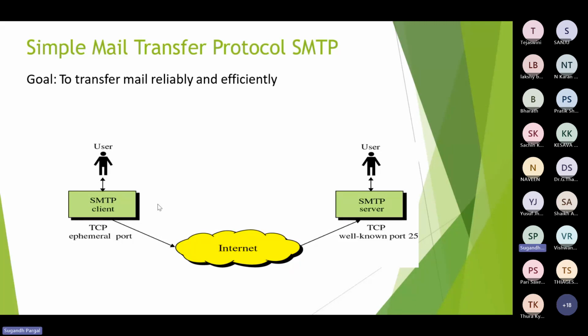Next protocol is Simple Mail Transfer Protocol, that is SMTP. The goal of this protocol is to transfer mail reliably and efficiently. Whenever we have the reliable term, it comes with the TCP connection. So SMTP also uses the TCP protocol. The well-known port for SMTP is port 25.